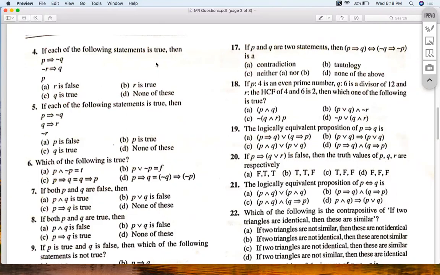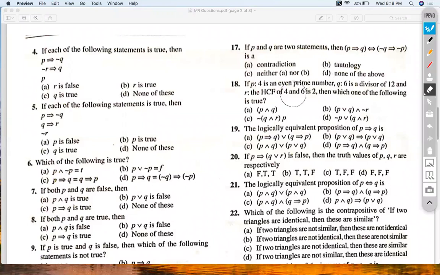Sir, in the third option, 18, should we assume some sign between there? Oh yeah, they have missed out the sign. A lot of printing mistakes here. Which book, sir? This is the Arihant Zengage. Ignore this.